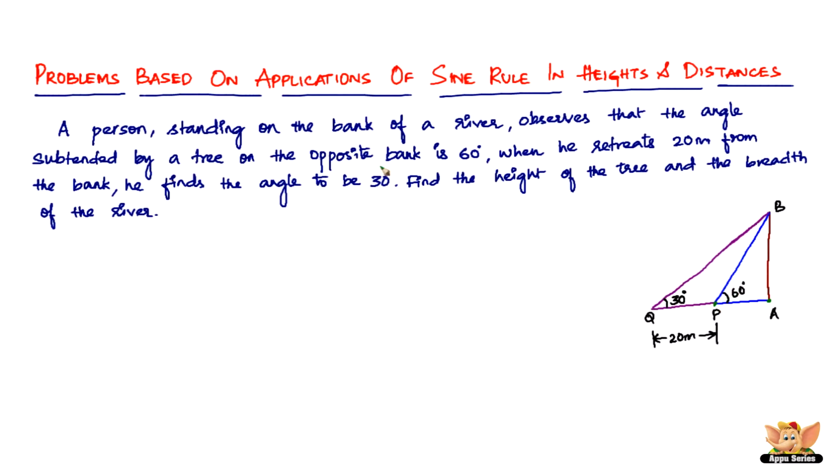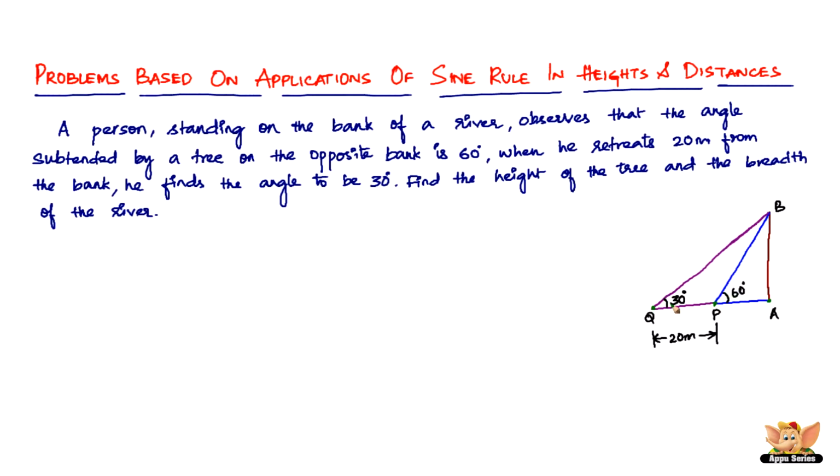So now what he does is, he retreats 20 meters from the bank. So right now he's here at P. He goes back 20 meters from P to Q. So he comes here 20 meters. Now he finds the angle to be 30 degrees. When he stands here, the angle subtended by the tree is 60 degrees. When he stands at this point, it is 30 degrees.